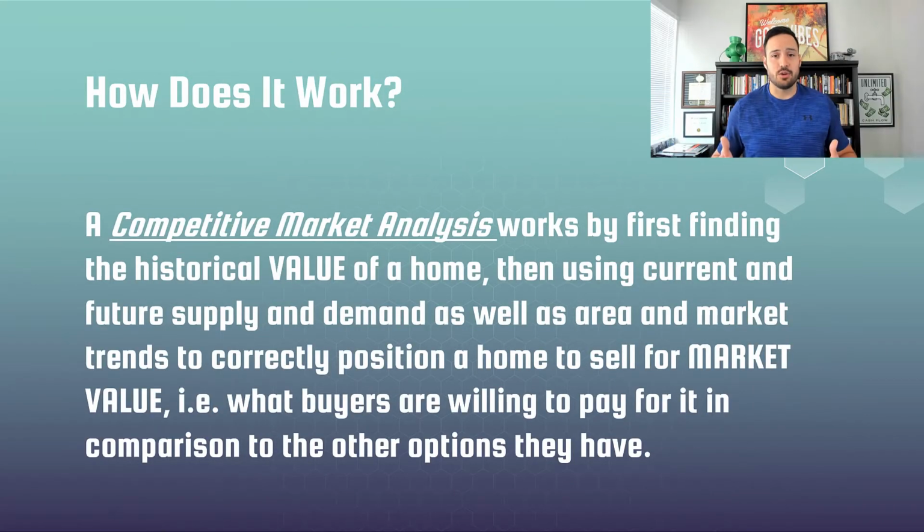So, how does this work? It works by first finding the historical value of a home, then using the current and future supply and demand, as well as the area and market trends, to correctly position that home for sale and then find market value. Basically, putting this all in one simple sentence, we find the price that buyers are willing to pay for that home. That sounds kind of common sense and kind of like a duh moment, right?